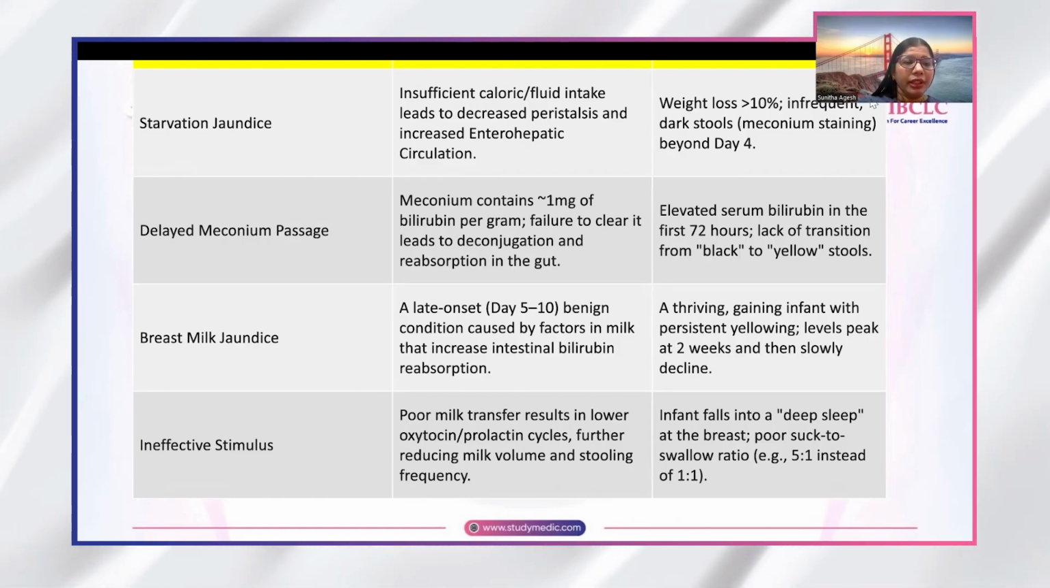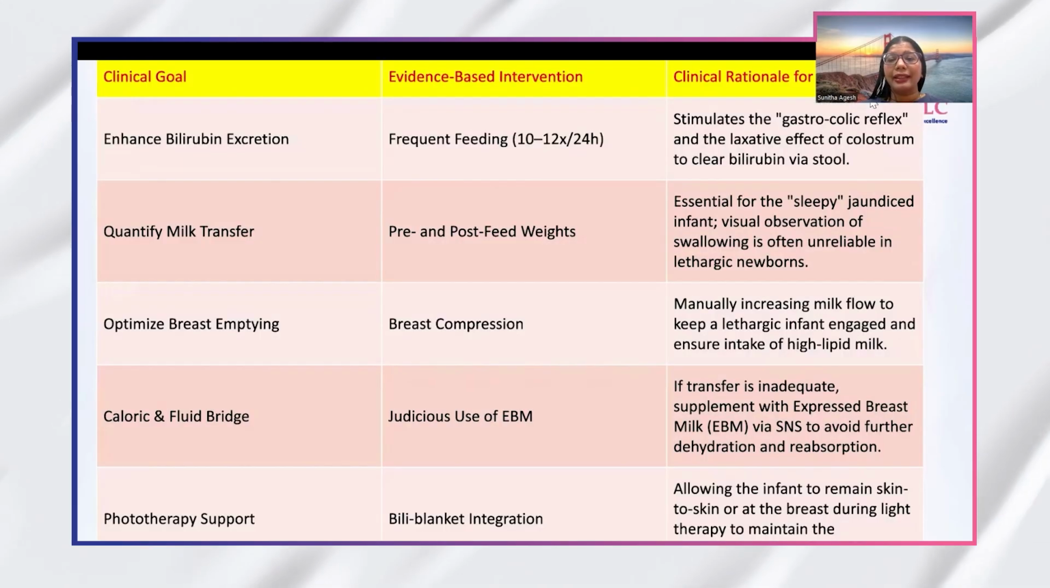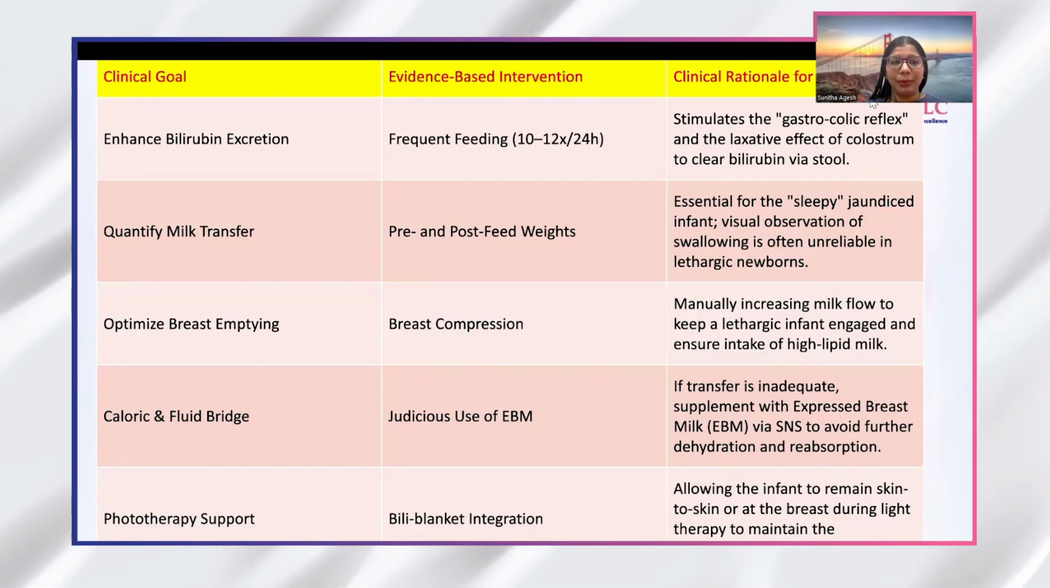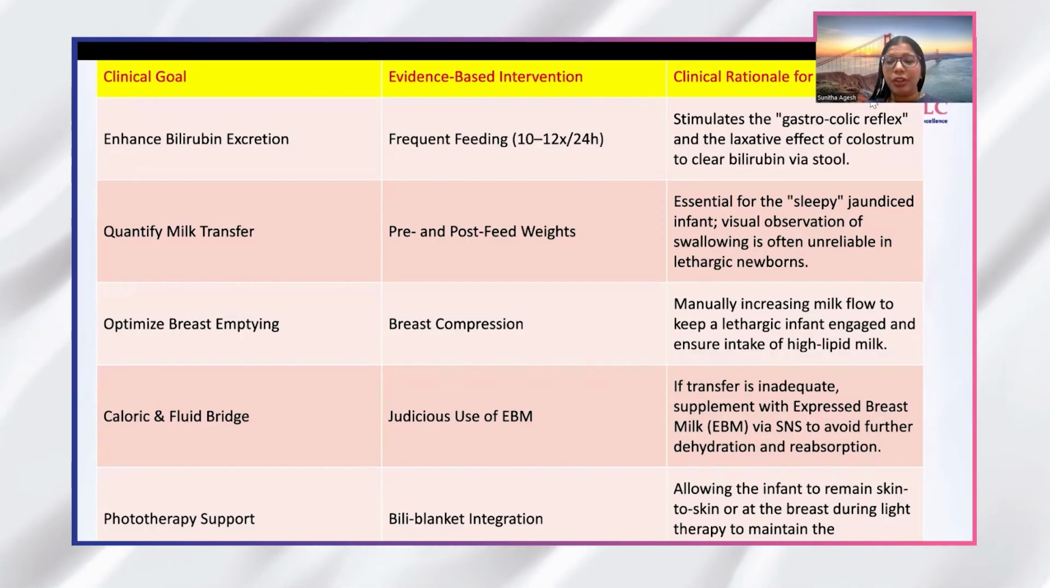So what is the goal here? Enhance the bilirubin excretion. So we need to ask the mother to give 10 to 12 feedings, because the colostrum will act as a laxative, so the baby will pass the meconium easily. For the quality of milk transfer, we can weigh the baby pre and post feed, so we can assure how much milk the baby has taken, and optimize breast emptying. We can advise the mother to use breast compression during feeding, so the baby will get high lipid milk.